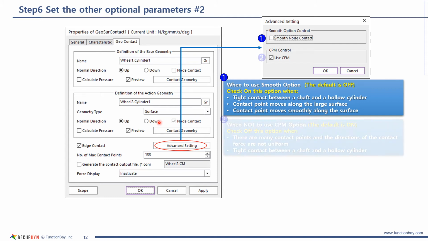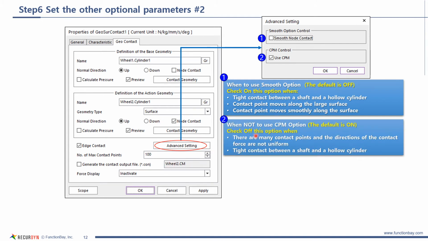The default of CPM is on, but it must be off if there are many contact points and the directions of the contact forces are not uniform. For example, in case of the tight contact between a shaft and a hollow cylinder, you should check off CPM.